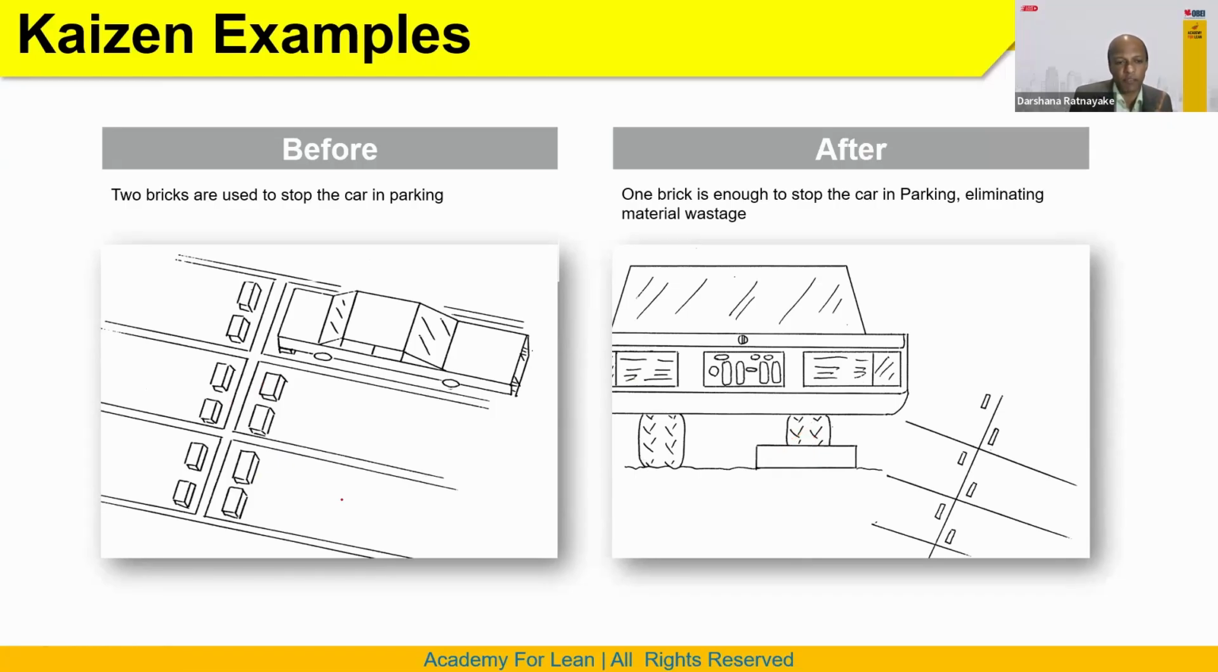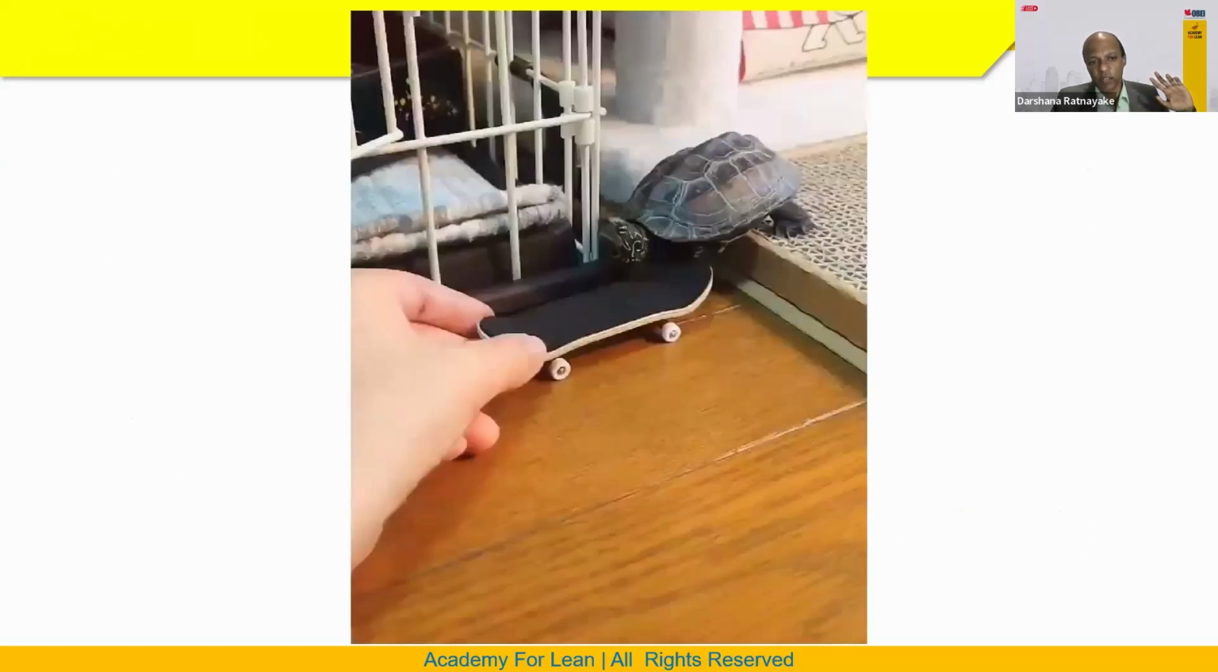Let's say you have 500 car parks in your car park. That means you need 1,000 bricks. If you do this Kaizen, you will reduce the cost of bricks by 50%. It's a huge amount. You can reduce the cost by 50%, but you serve the same purpose. That is the Kaizen. Simple. No need to think in a bigger way. Right, here we go. I will give another one.